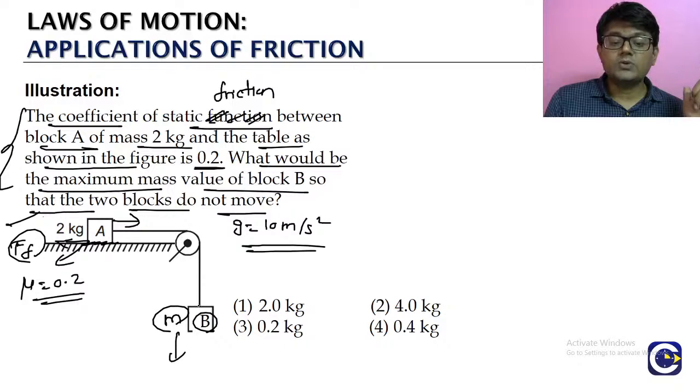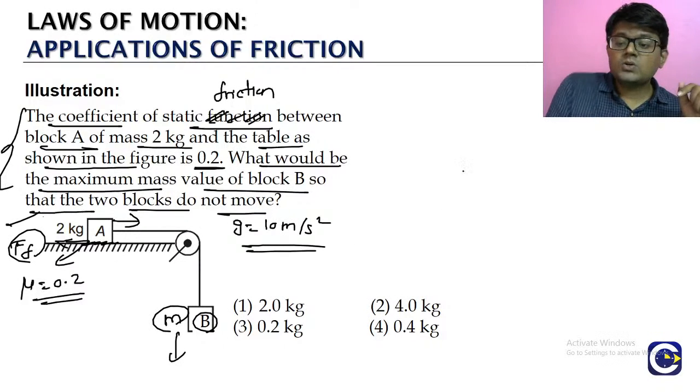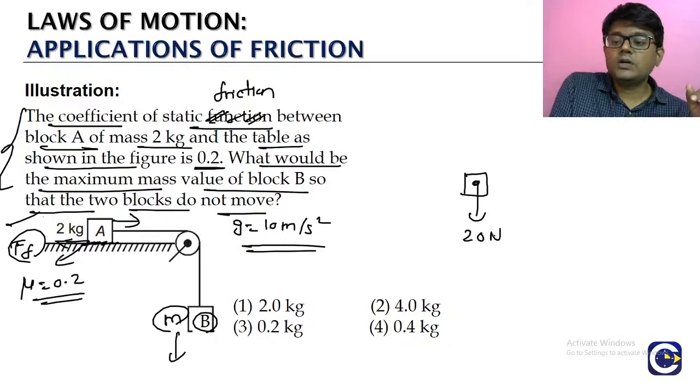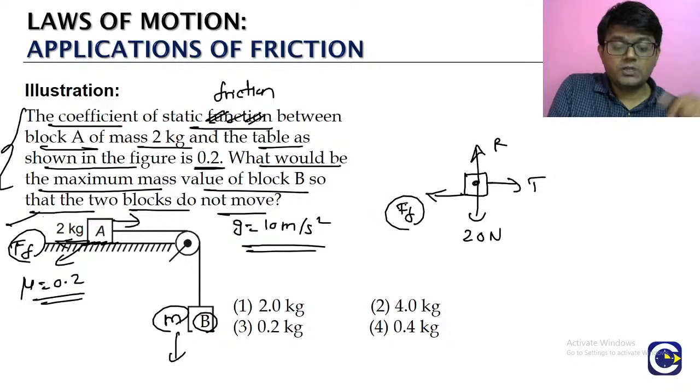In that case, what is going to happen? The frictional force here will be the limiting value of the static friction, correct? So look at the block A diagram. Its weight is 20 newtons down. There will be the normal reaction, tension, and frictional force. When we want to find the maximum weight of B, the frictional force acting will be the limiting value, correct?